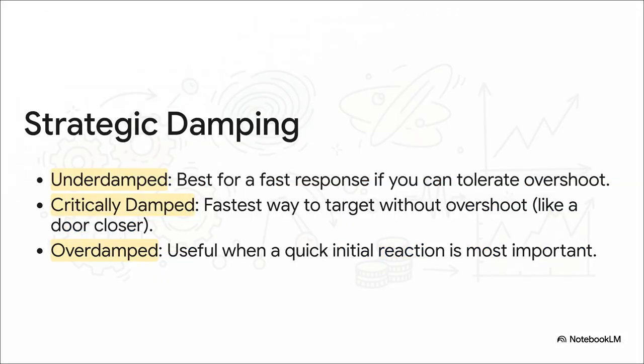And each of these damping styles has its own strategy, right? If you're an inventory manager who needs to react lightning fast and you've got the warehouse space to handle some overshoot, underdamped is for you. Critically damped is the gold standard of efficiency, the fastest way to get to your target with zero overshoot. Think of a perfectly engineered door closer. And overdamped? Well, that's for when a quick initial reaction is more important than anything else, even if it takes you longer to get all the way to your final target.